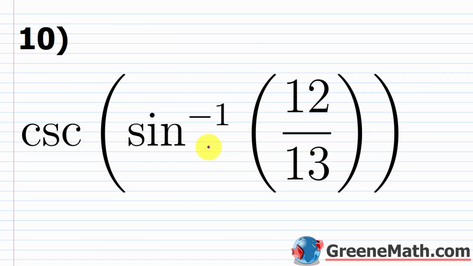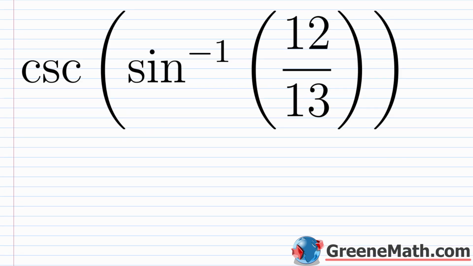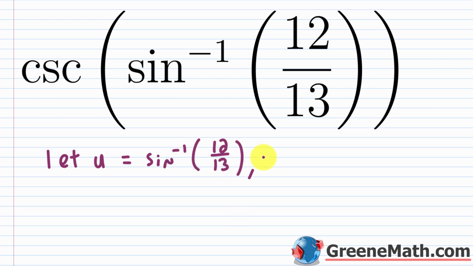All right, let's take a look at problem 10. So here we have the cosecant of the inverse sine of 12 over 13. For this type of problem, I'm going to make a little substitution. I'm going to let u be equal to the argument for the cosecant function. So that'll be equal to the inverse sine of 12 over 13. Once I do that, I can say then the sine of u is equal to 12 over 13. Because again, if the sine of u is equal to 12 over 13, well, the inverse sine of 12 over 13 will get me to u.